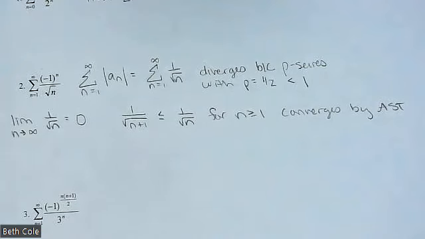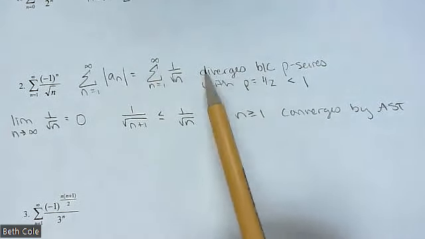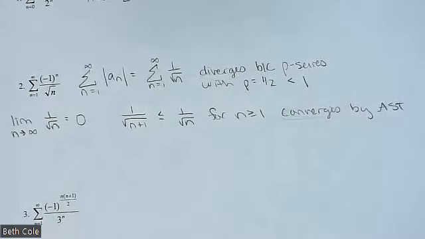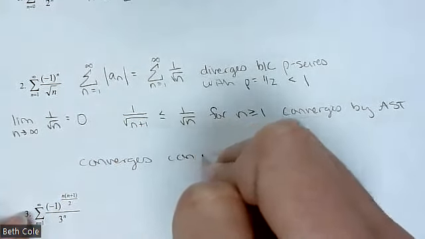So again, let's stop and assess where we are. The absolute value diverged, but the series itself converged. So what's the big conclusion? Conditionally. Converges conditionally.